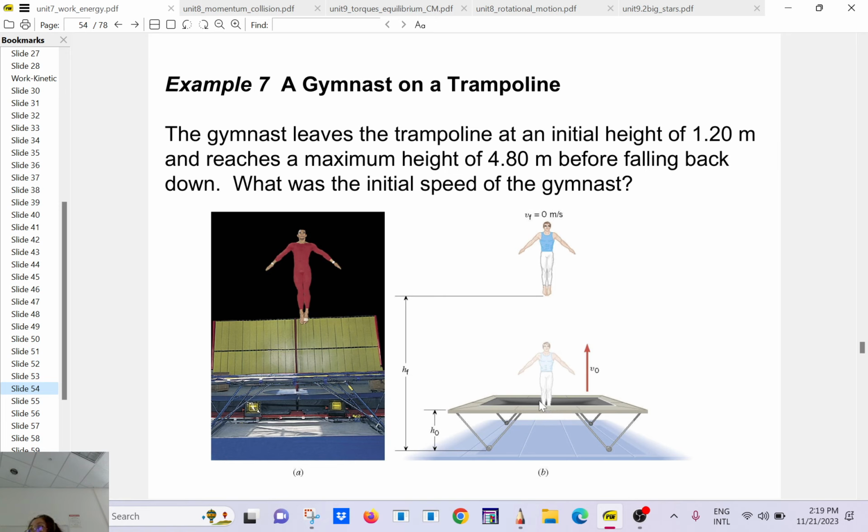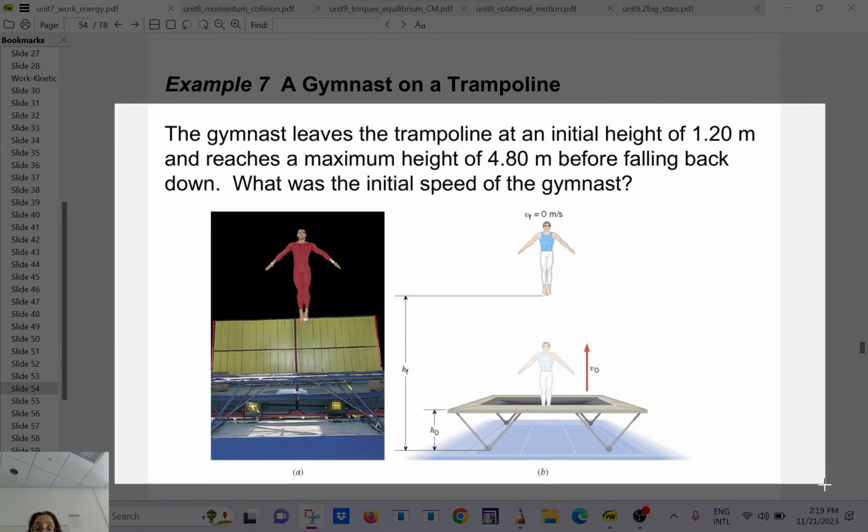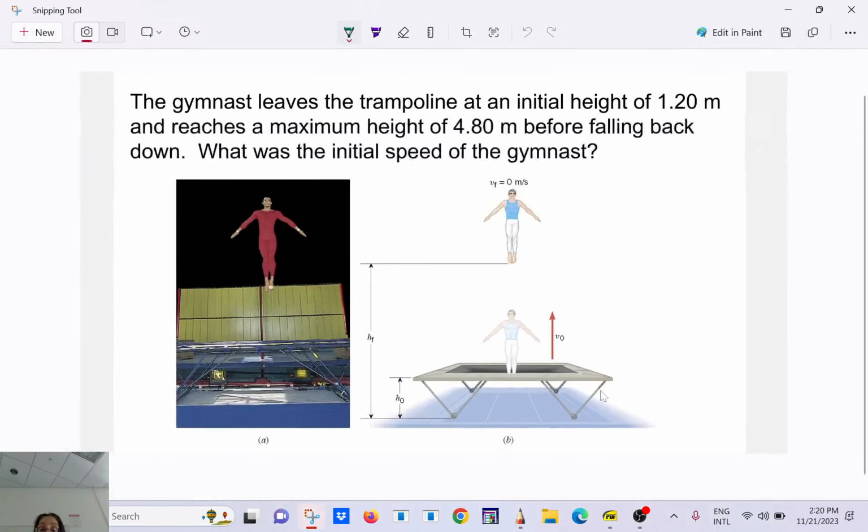So energy is stored in the trampoline. And then all that energy goes to kinetic, and then from kinetic, it goes to potential. Okay, so try to answer the question. It's not that hard. When you have a physics problem, you always do the drawing and try to label everything. So you see, it says the maximum height, and we have to be careful with the height, is 4.8 meters. And then the height of the trampoline here is 1.2 meters.